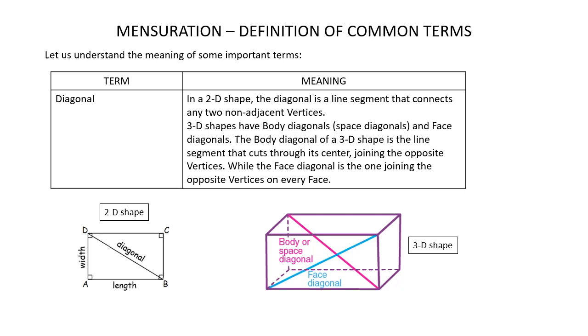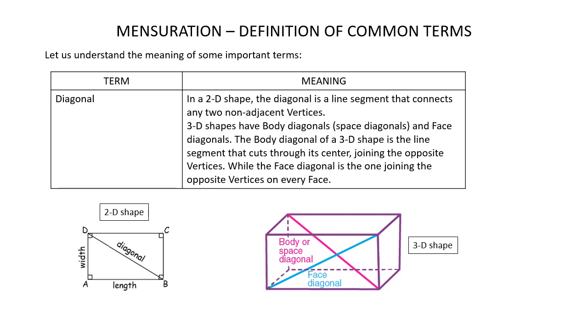Now let's understand the meaning of diagonals in a 2D shape and a 3D shape. Look at this rectangle, which is a 2D shape. We know that in a 2D shape, the diagonal is the line segment that connects any two non-adjacent vertices. So in this rectangle, the vertices B and D are the non-adjacent vertices. So the line segment that connects these two vertices is the diagonal.